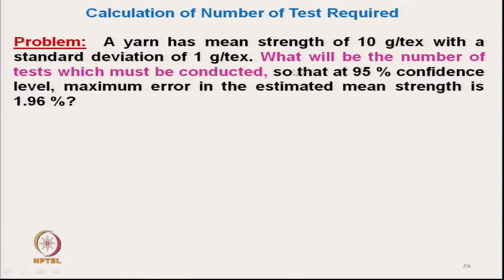Calculation of the number of tests required. First problem: a yarn has a mean strength of 10 gram per tex, with a standard deviation of 1 gram per tex. This is given. What will be the number of tests which must be carried out so that at 95% confidence level the maximum error in the estimated mean is 1.96%? What does it mean?